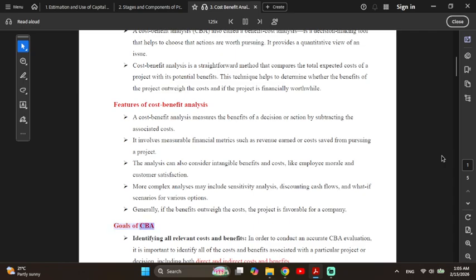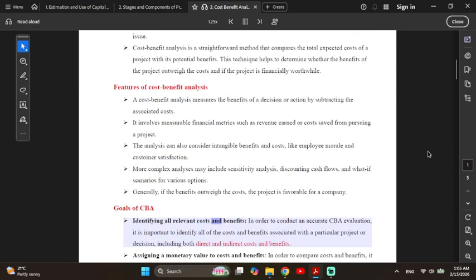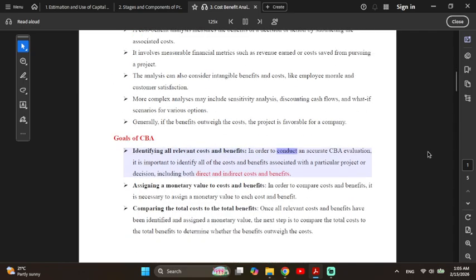Goals of CBA. Identifying all relevant costs and benefits. In order to conduct an accurate CBA evaluation, it is important to identify all of the costs and benefits associated with a particular project or decision, including both direct and indirect costs and benefits. Assigning a monetary value to costs and benefits. In order to compare costs and benefits, it is necessary to assign a monetary value to each cost and benefit.